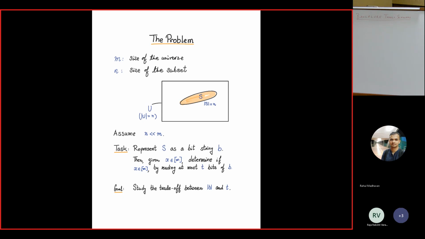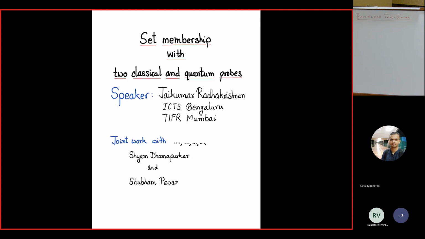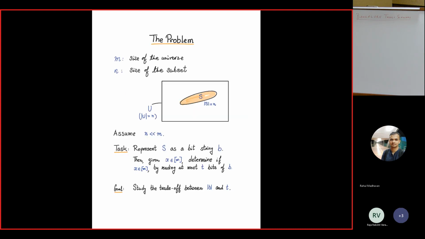And then you'll get a query. Everything is wrong. So this should have been an S. Yeah, x belongs to S. I don't know what I did. So anyway, you want to represent S in memory so that one can determine, given an arbitrary element x, if x belongs to this set. And you're allowed to look into your data structure and make a few probes.